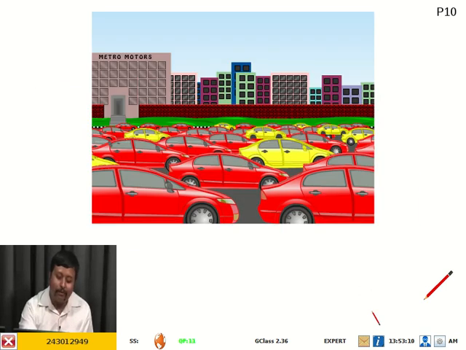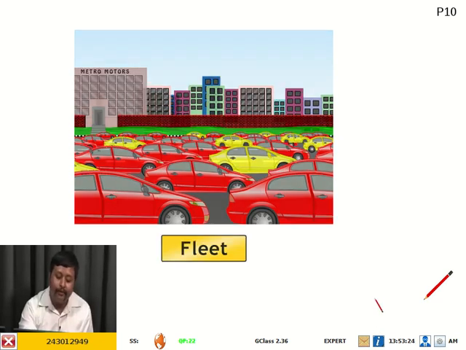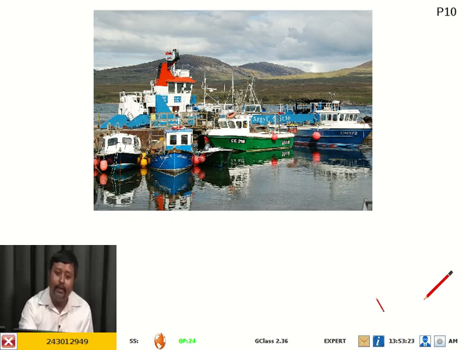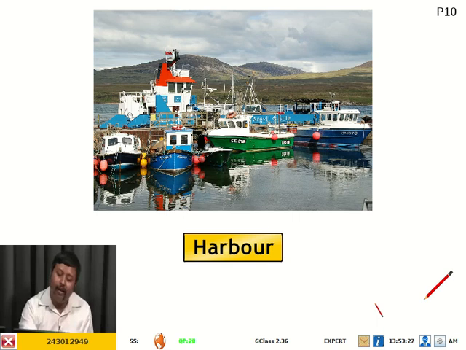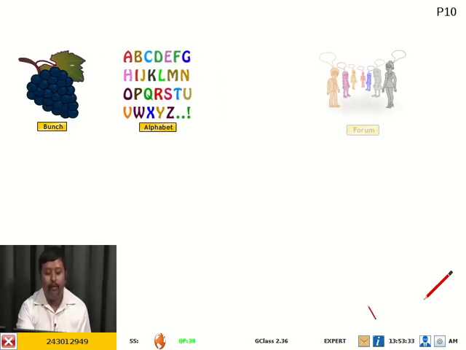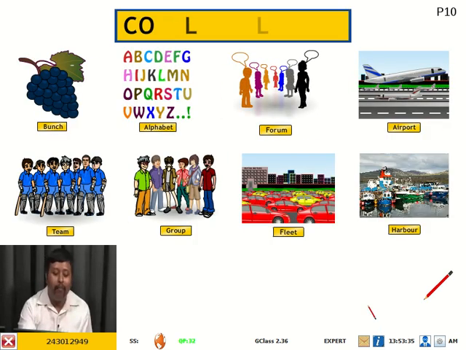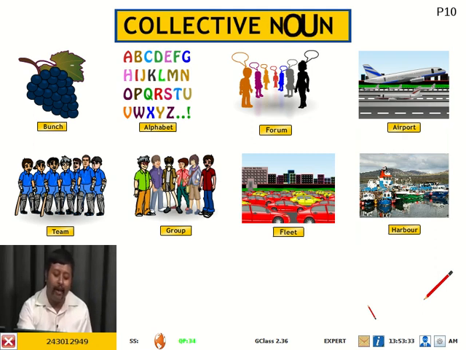Then when we have many cars together, the word used for that is what? Fleet. So this is called a fleet of cars. Then when many ships come together, we call what? Harbor. Okay. Now, if you look at these words, bunch, alphabet, forum, airport, team, group, fleet, and harbor, together we call them what? Collective nouns.